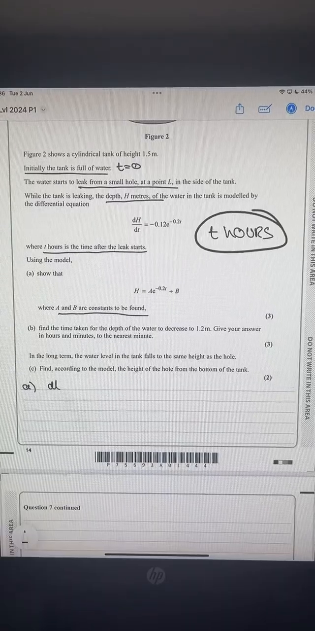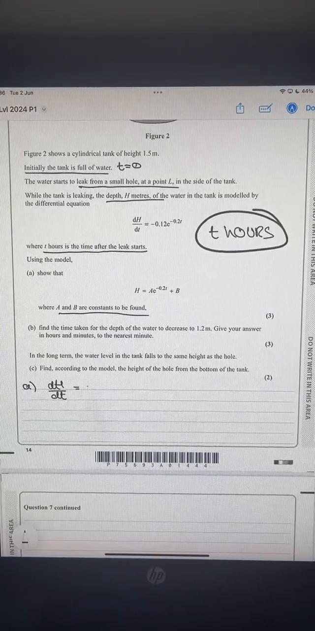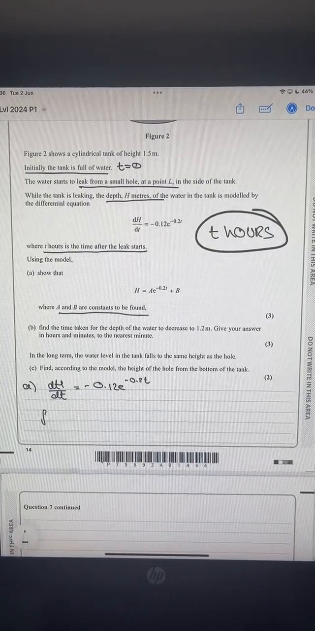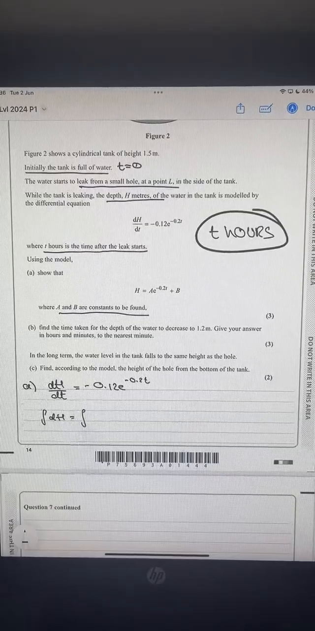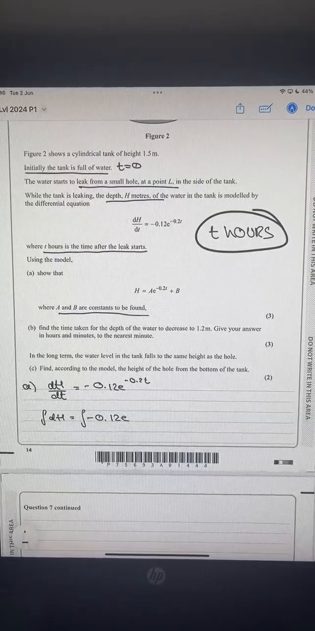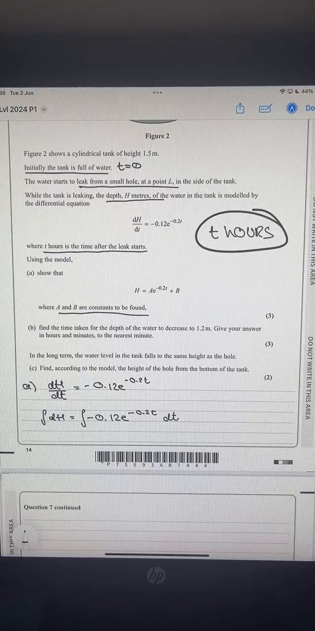So if I write that out, dh by dt is equal to minus 0.12 e to the minus 0.2 t. So I'm going to bring this up here. There's no h terms, so I'm just going to have the integral of dh is equal to the integral of minus 0.12 e to the minus 0.2 t with respect to t. Now you see that we have the dt on that side. That's like your little sign that you can integrate it with respect to t. So if I integrate that, integrating dh, well, here you just have an imaginary 1. So here you just get h.